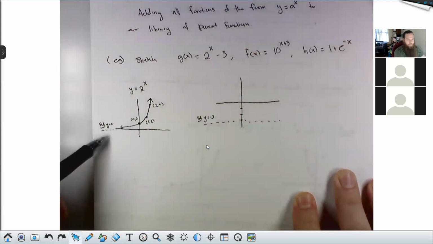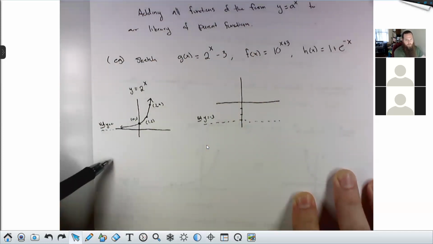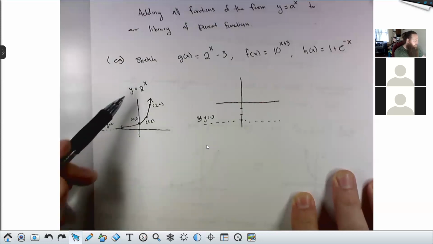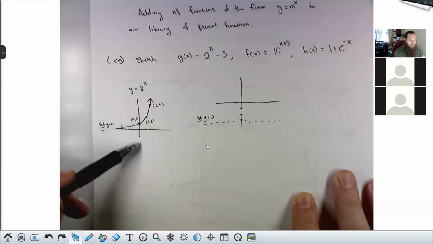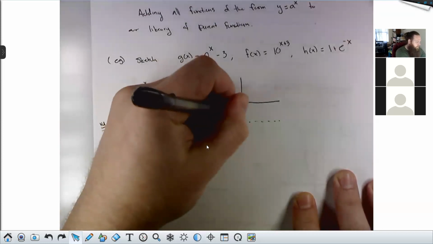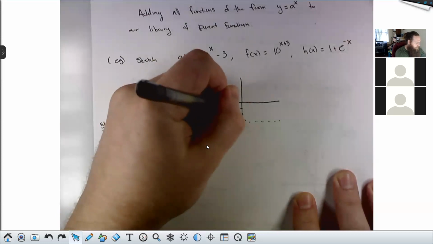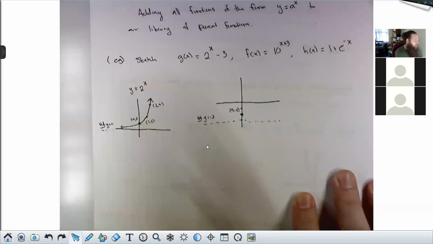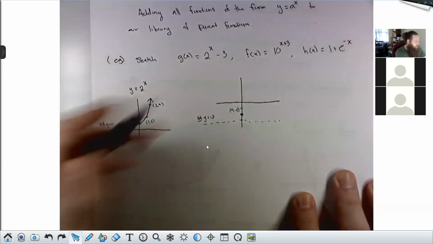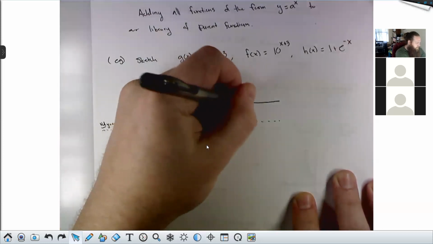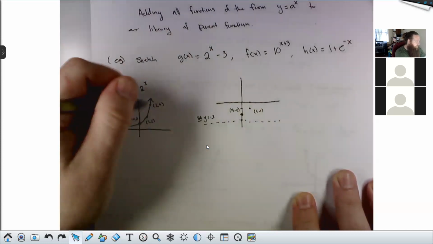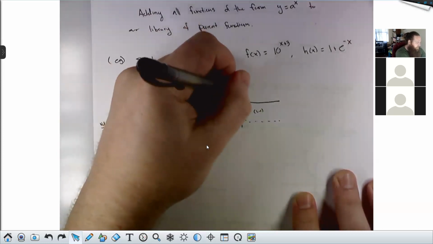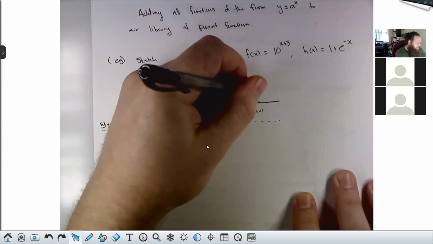So if I take the line y equals 0 and I shift it down 3 units, it becomes the line y equals -3. And then we'll take a few points. If I take 0, 1 and I shift it down 1, 2, 3, it becomes 0, -2. If I take 1, 2 and shift it down 3, it becomes 1, -1. And if I take 2, 4 and shift it down 3, it becomes 2, 2.